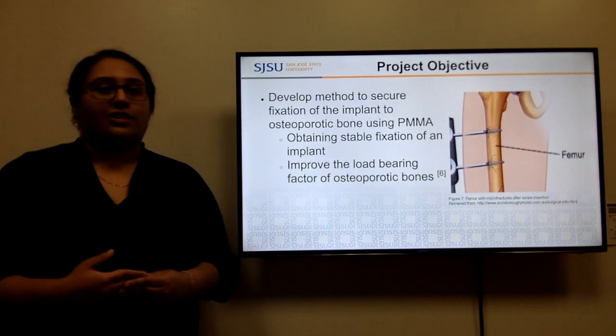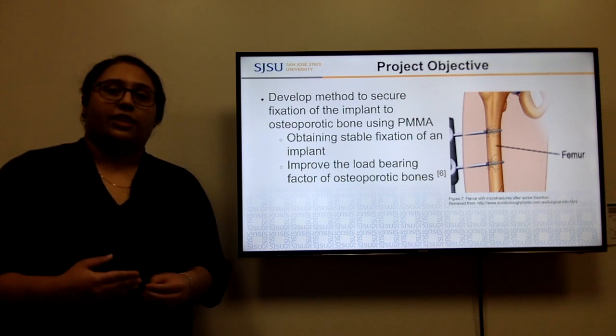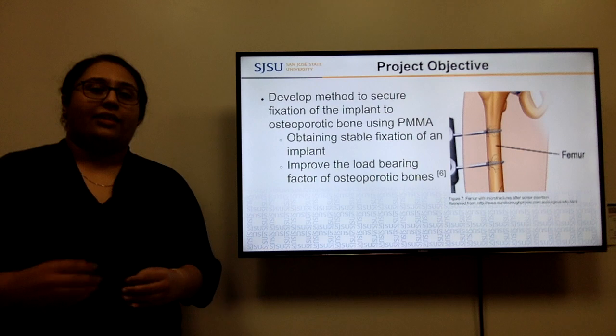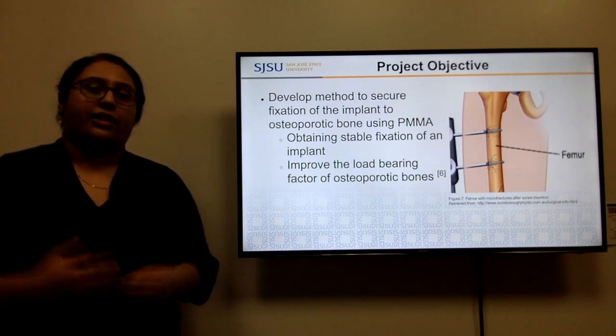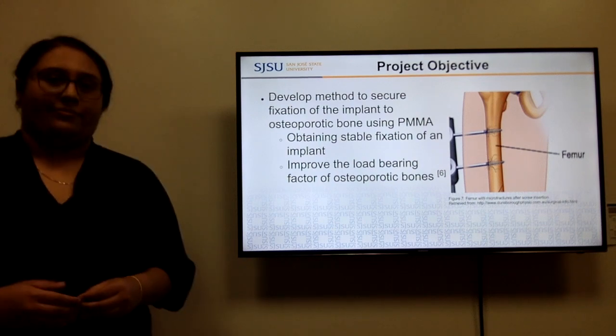And so our project objective this semester was to develop a method to secure fixation of the implant using osteoporotic bones with PMMA. This way we would be able to obtain a stable fixation of an implant and improve the load-bearing factor of osteoporotic bones.